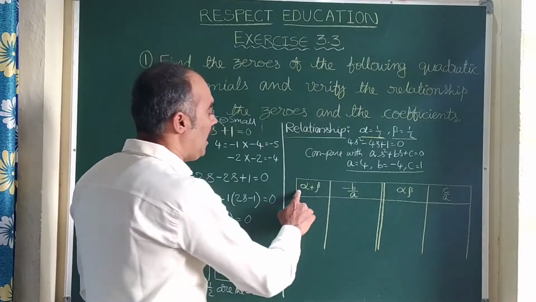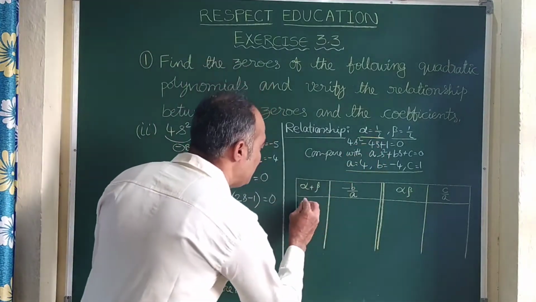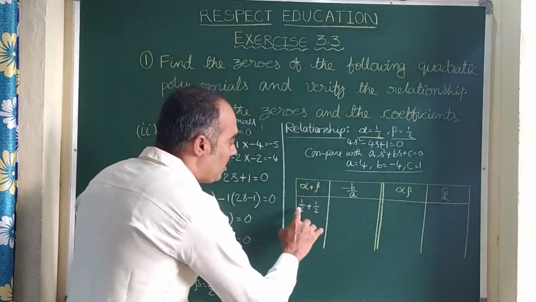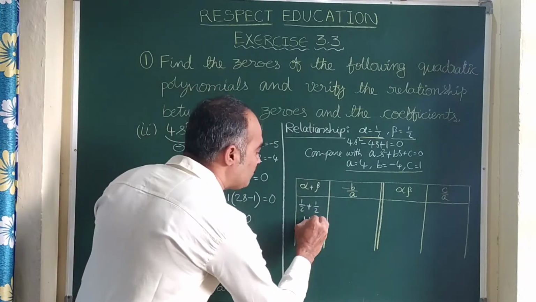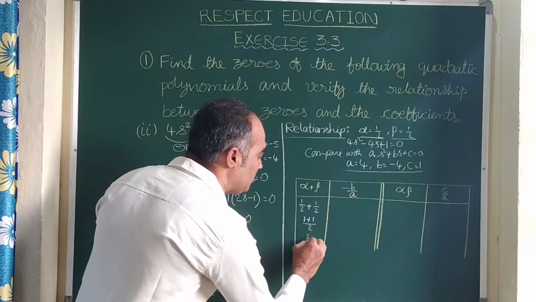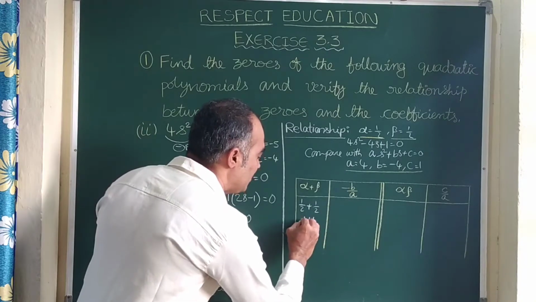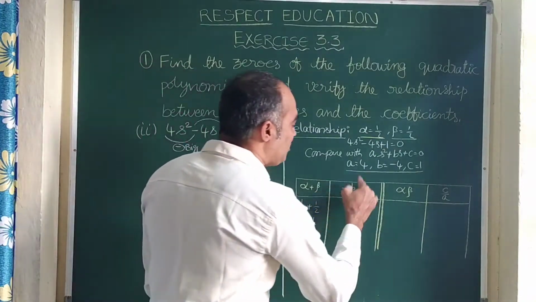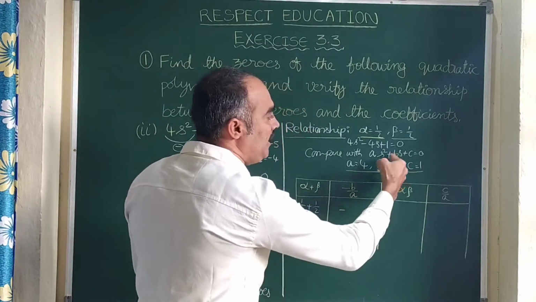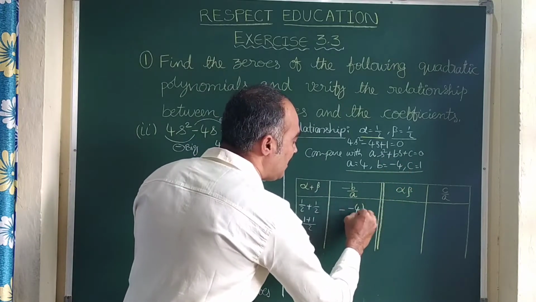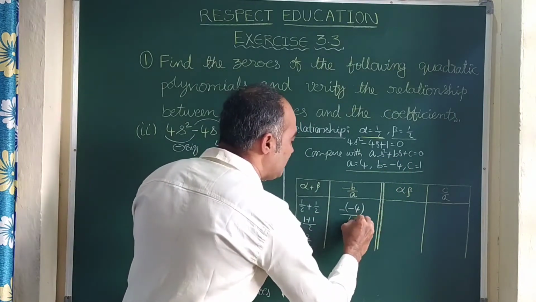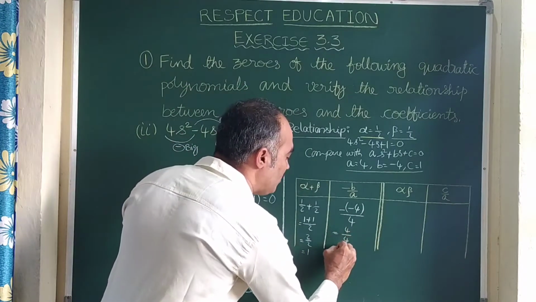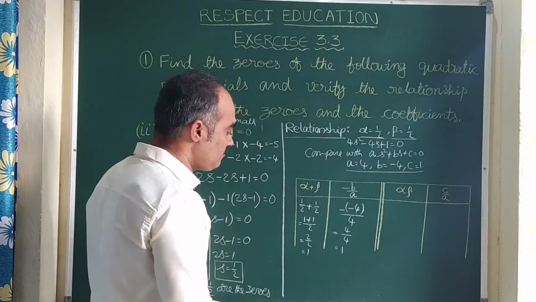So here you see alpha plus beta, here alpha is 1 by 2 plus beta is also 1 by 2. 1 by 2 plus 1 by 2 is 1 plus 1 by 2. So it is 2 by 2. 2 by 2 nothing but 1. So alpha plus beta we got as 1. Let us do minus b by a. Minus b is minus 4. So minus of minus 4 by a. A is 4 here. Minus into minus 4 is plus 4. So it is 4 by 4. This value is 1. Right?